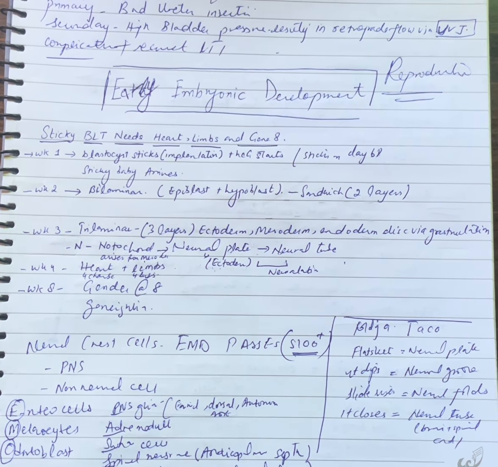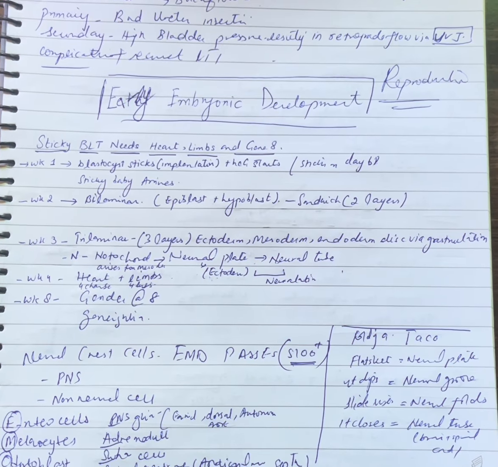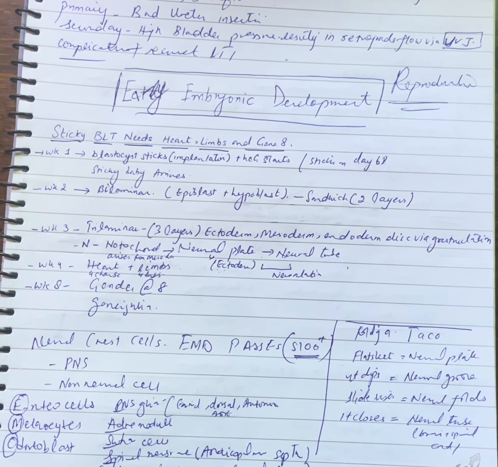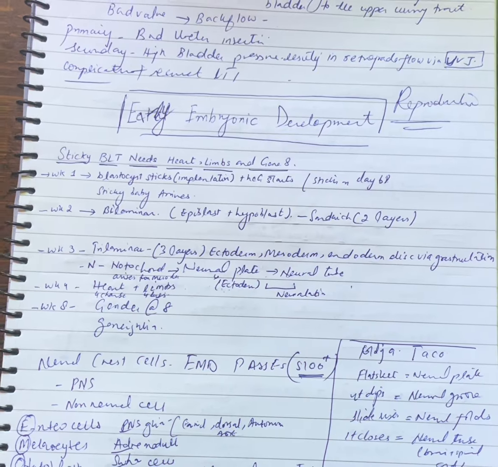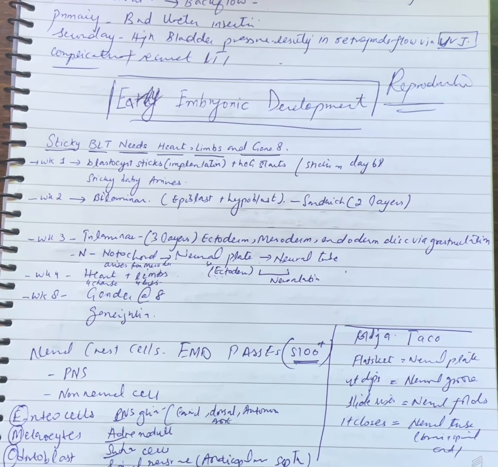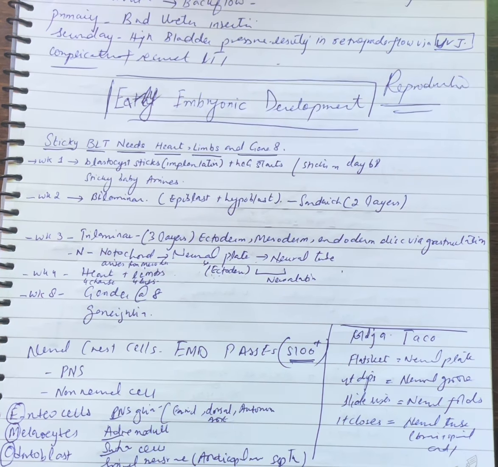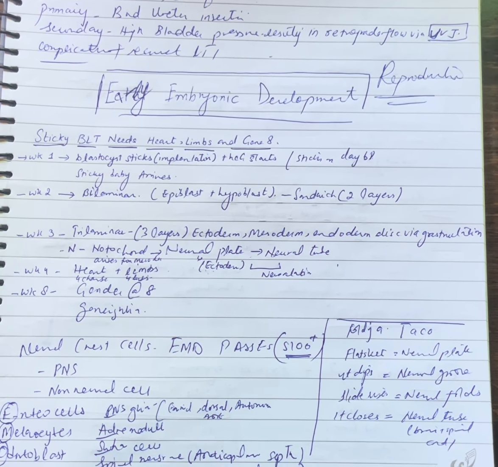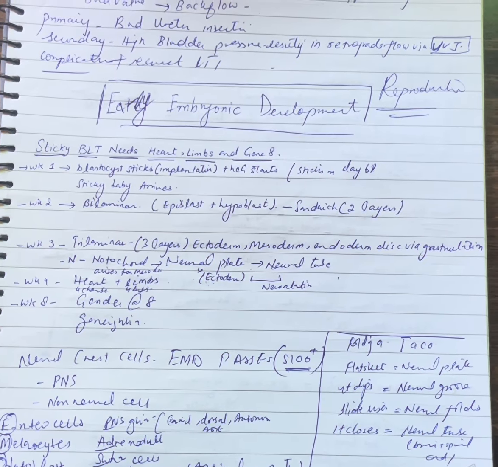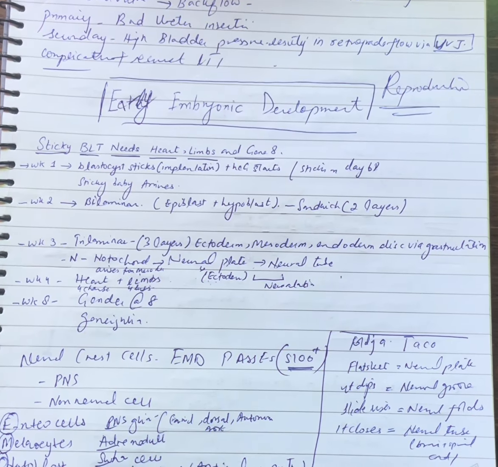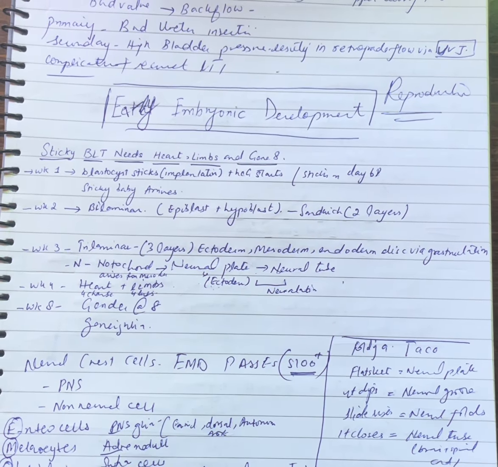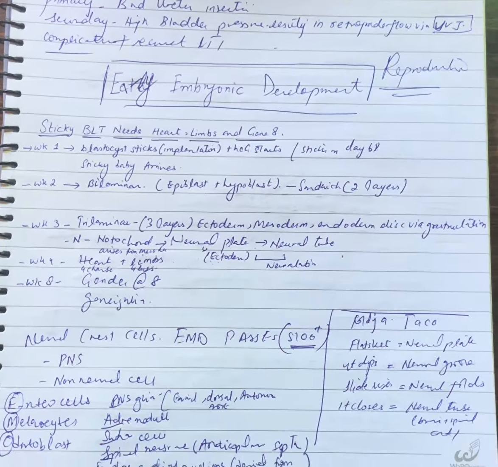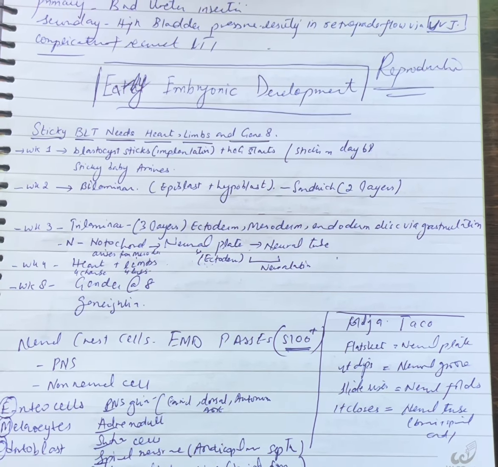There is formation of the two layers, that is epiblast and hypoblast. So bilaminar is for the B, that is 2, and at week 3 there is trilaminar. There are going to be 3 layers: ectoderm, mesoderm, and endoderm. Via the gastrulation process, there will be formation of the notochord, and the notochord will give rise to the neural plate, and the neural plate will form the neural tube by the process of neurulation.